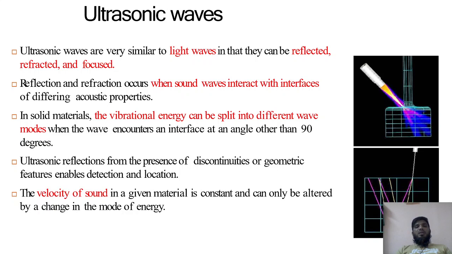In solid material, the vibration energy can be split into different modes. When the waves encounter an interface at an angle other than 90 degrees, the ultrasonic reflection from the surface of discontinuous geometry features enables the detection and location of the flaw. Whether the flaw is horizontal or vertical, based on its geometry we can understand how the reflection is taking place and how the variation in frequency is going to happen. Based on that, we can understand the discontinuity geometry and position. The velocity of sound in a given material is constant and can be altered by changing the mode of energy.